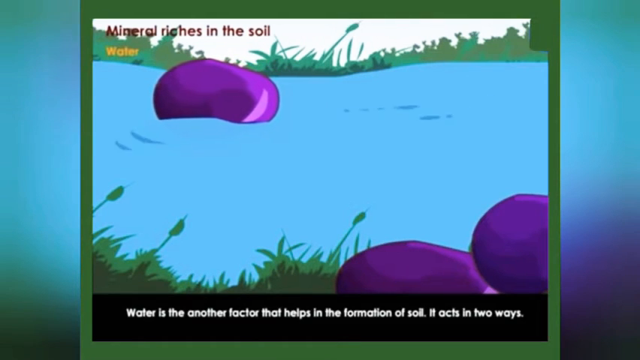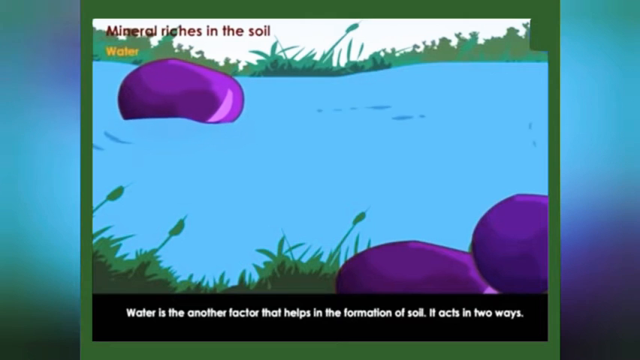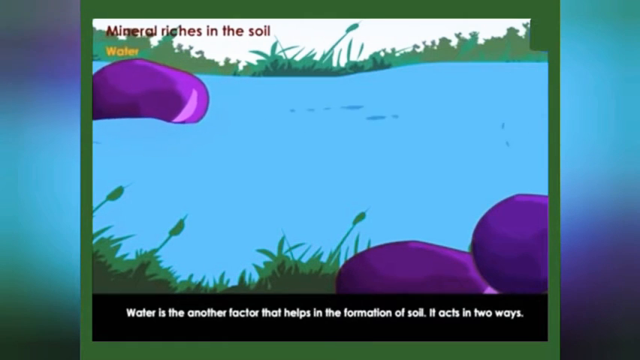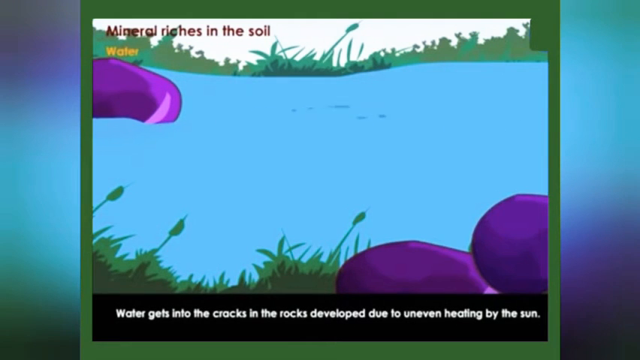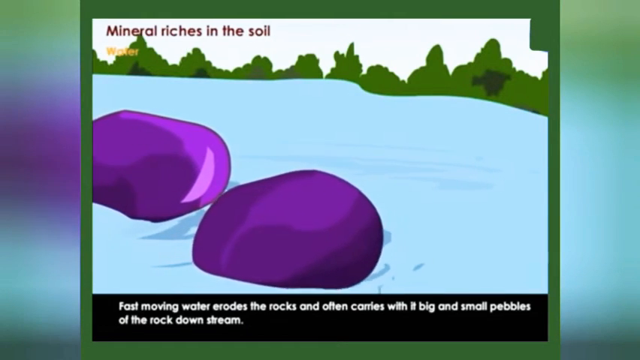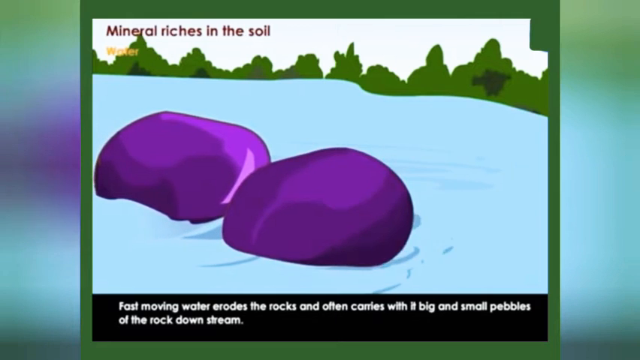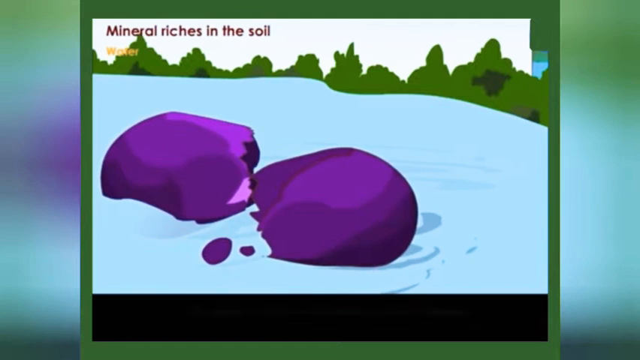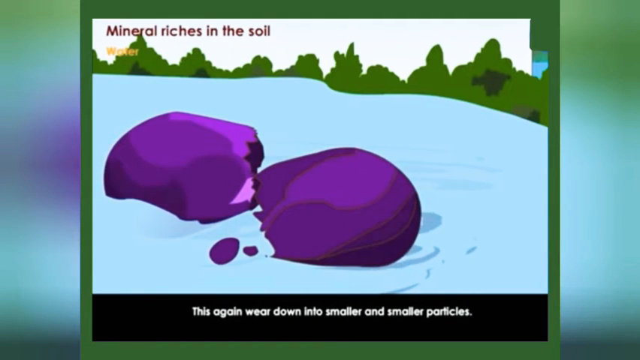Water. Water is another factor that helps in the formation of soil. It acts in two ways. Water gets into the cracks in the rocks developed due to uneven heating by the sun. This water, if frozen, causes widening of the cracks. Fast-moving water erodes the rocks and often carries with it big and small pebbles of rock downstream. These again wear down into smaller and smaller particles.